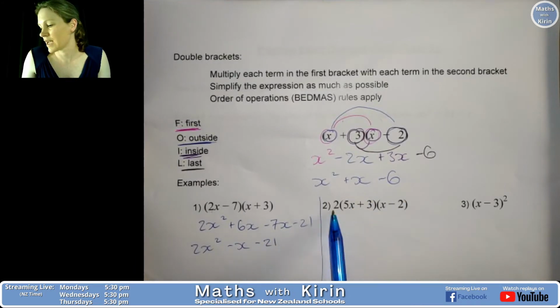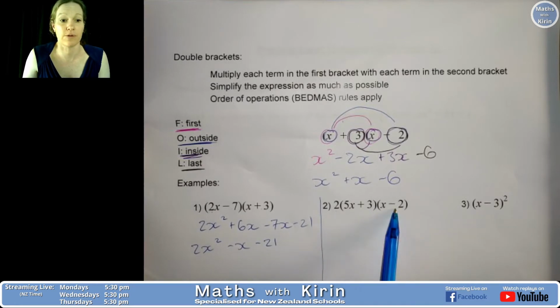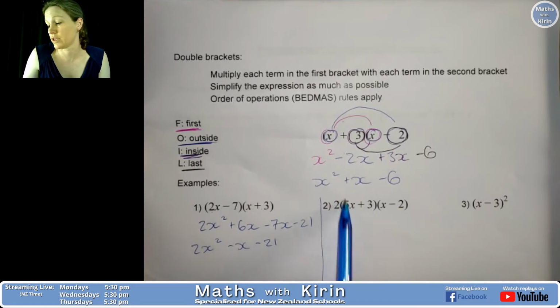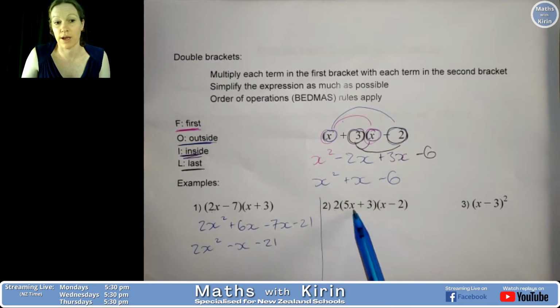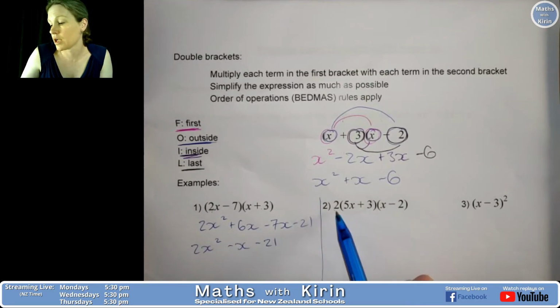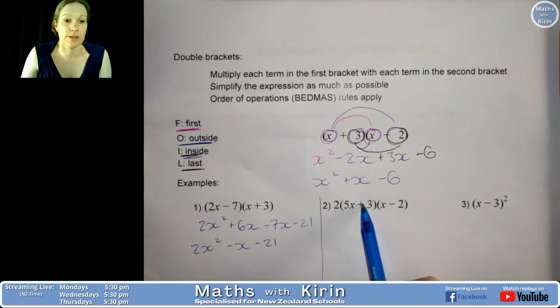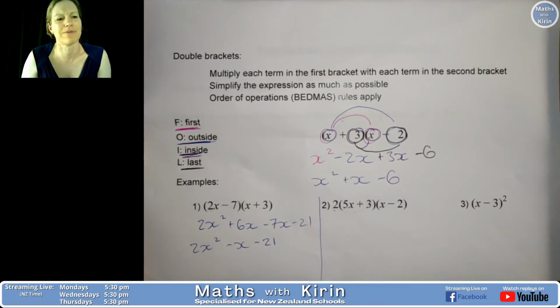For our second example, we've got this 2 out in front. So there's a couple of ways that you can do this. You can either expand your brackets like we just did before, and then once you've simplified, you need to multiply everything by 2. Or you can pull a 2 and multiply it into this first bracket and then expand the brackets. It doesn't matter, you should end up with the same thing. I tend to pull a 2 into the brackets and then expand the brackets. I don't know, I just seem to do it that way for some reason.